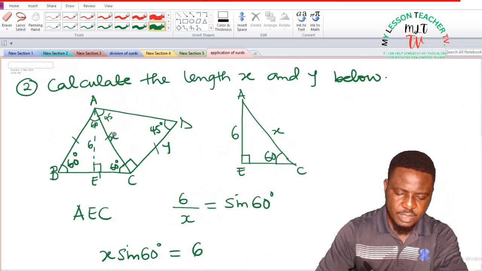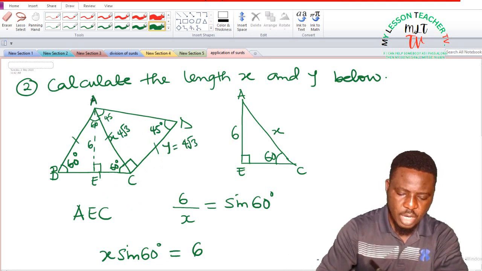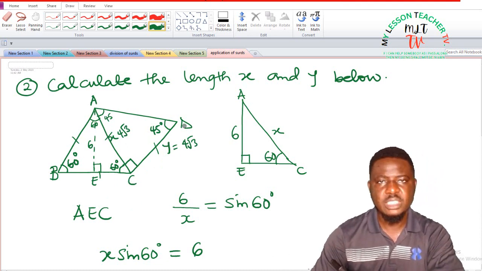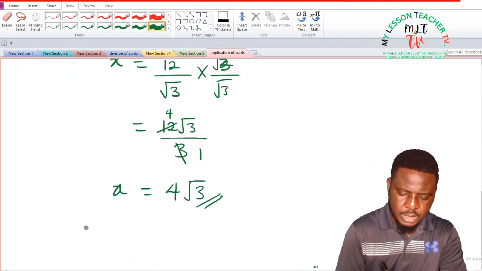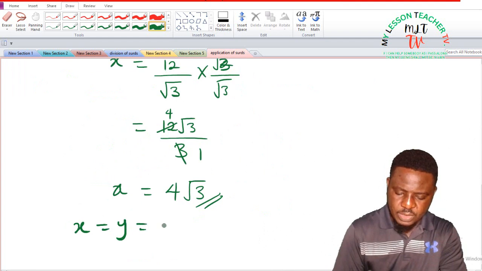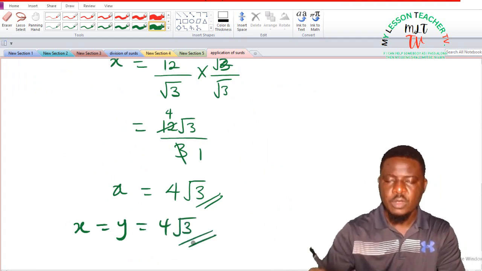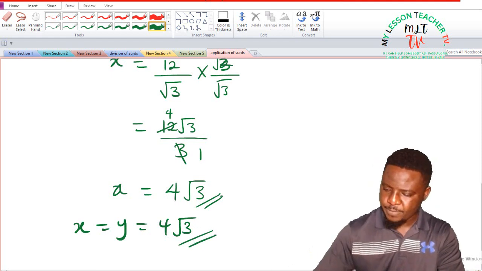And if this is 4 root 3, Y is equally 4 root 3, because triangle ACD is an isosceles triangle. So that means we have it that X is equal to Y and is equal to 4 root 3. So they are both 4 root 3.